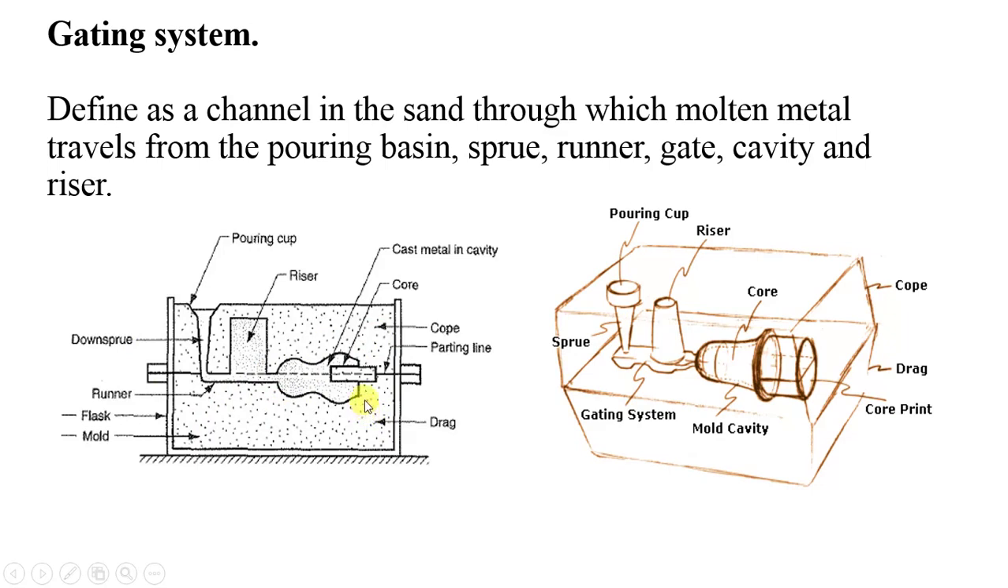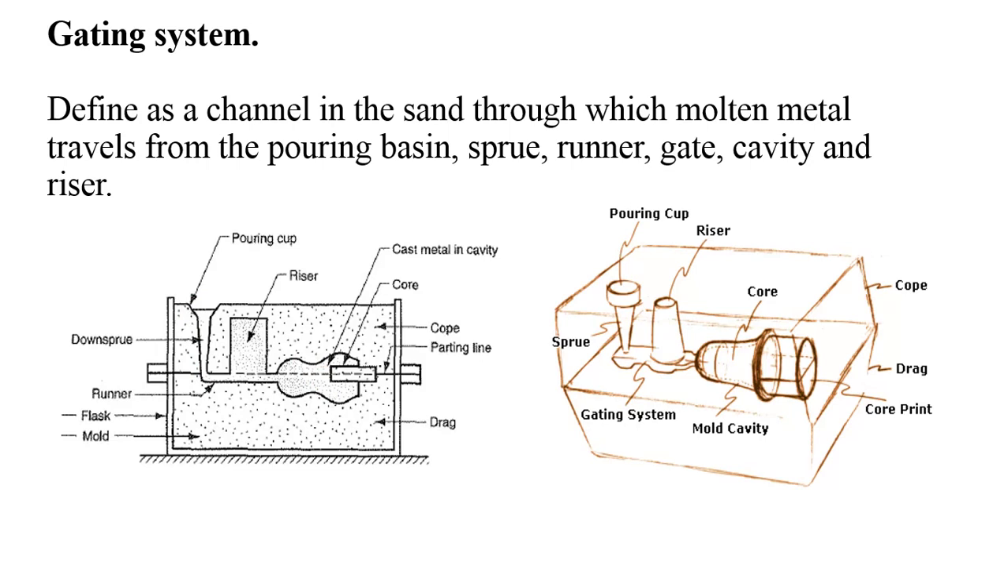So in gating system, the pathway which is made to flow a molten metal from pouring basin to the riser through the cavity is called as a gating system. So it plays a very important role to make a sound casting. Sound casting means a defectless casting, a component which has no defect.